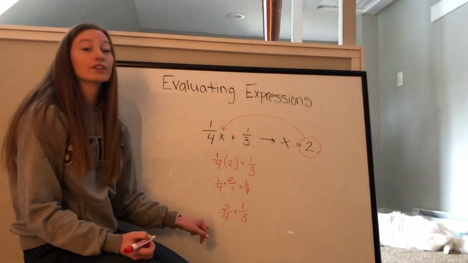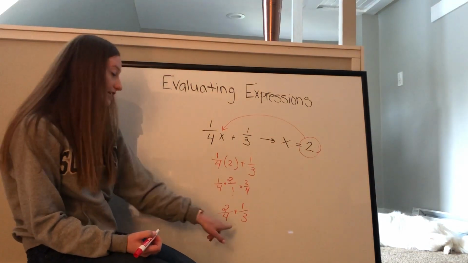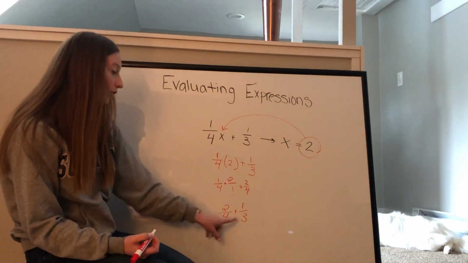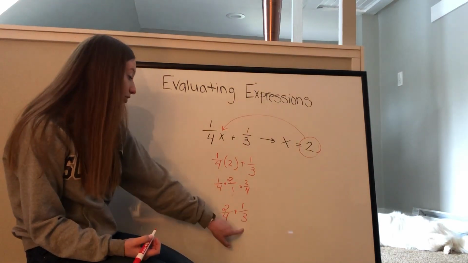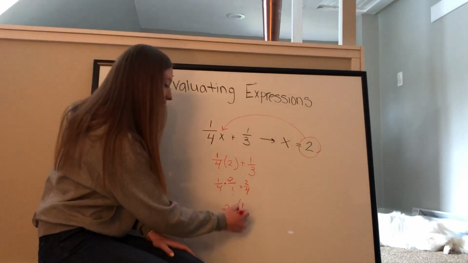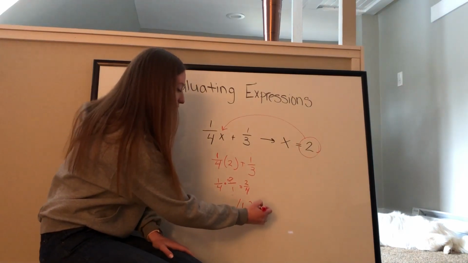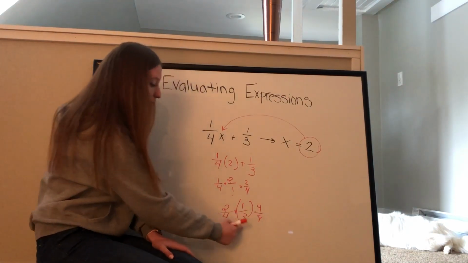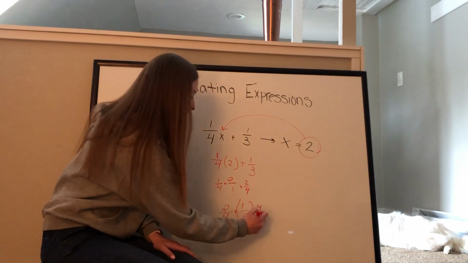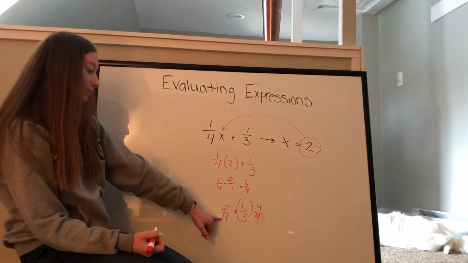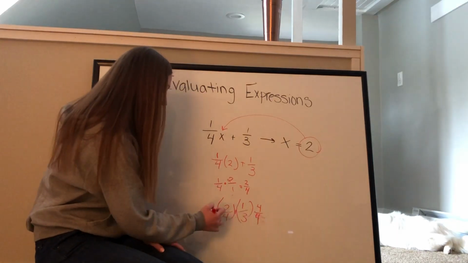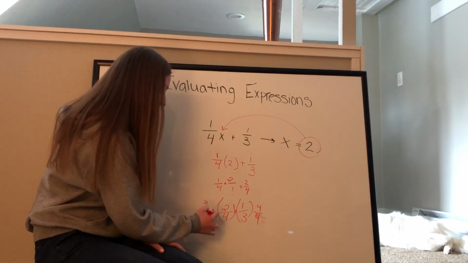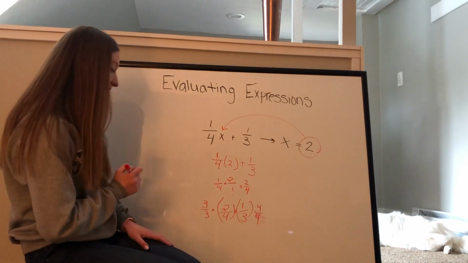Now remember that whenever you add fractions, there needs to be a common denominator. So our 4 and our 3 are not common. But I know that if I multiply 1/3 by 4 over 4, I'm going to get 12. Let me rewrite that for you. But if I multiply 4 by 3, I'm also going to get 12. So my common denominator is really going to be 12. Now let me rewrite that again.